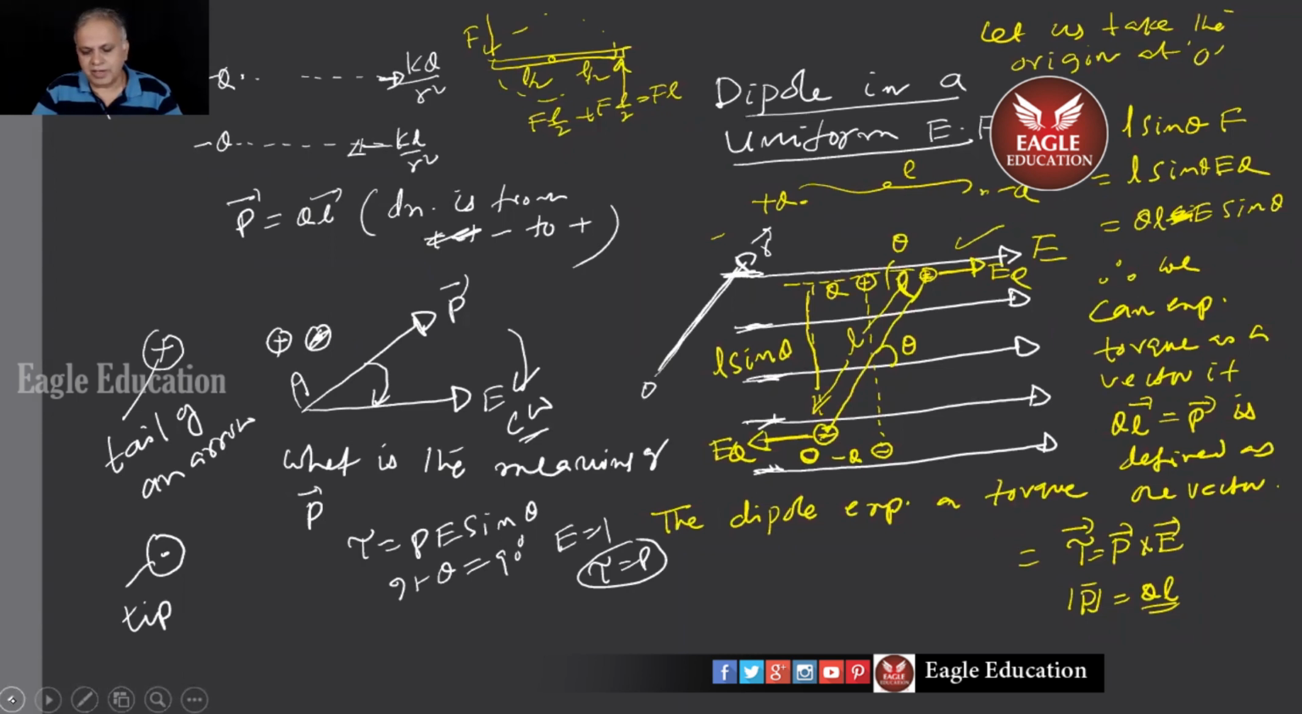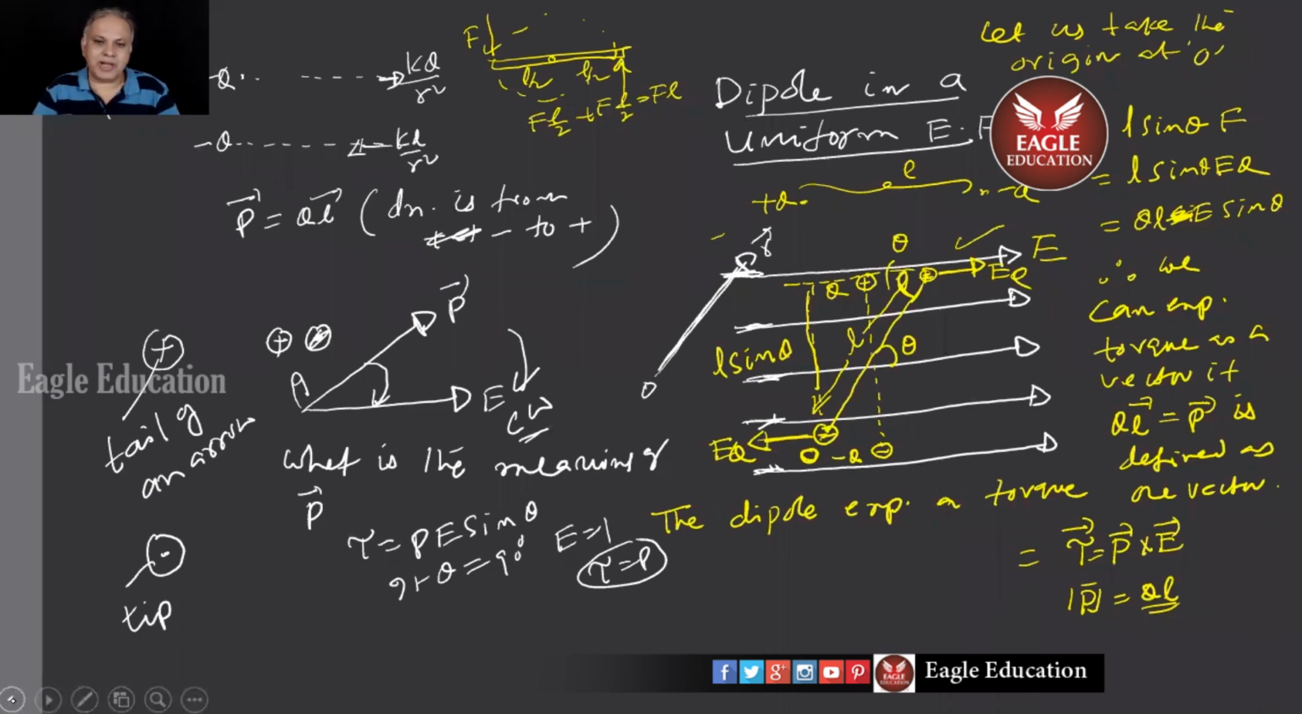So one more formula we learned. What is P, Anshuman? P is electric dipole moment. It is charge into length between the charges. And it is a vector. It's from minus to plus direction all the time. It's not from plus to minus. Dipole moment direction is from minus to plus. The physical meaning of it is what? It is the torque experienced by the dipole in a unit field when it makes an angle 90 degrees with the field.